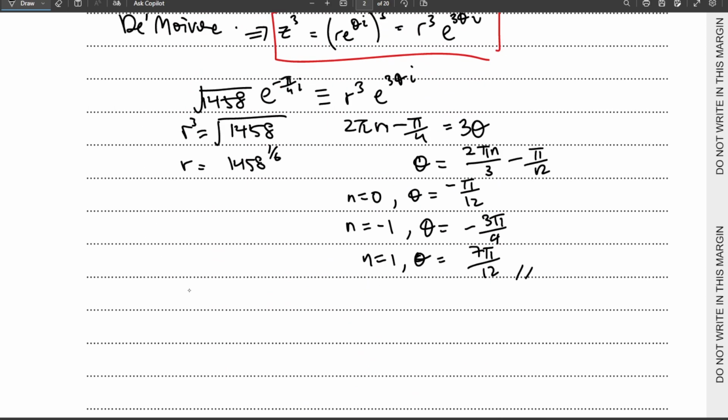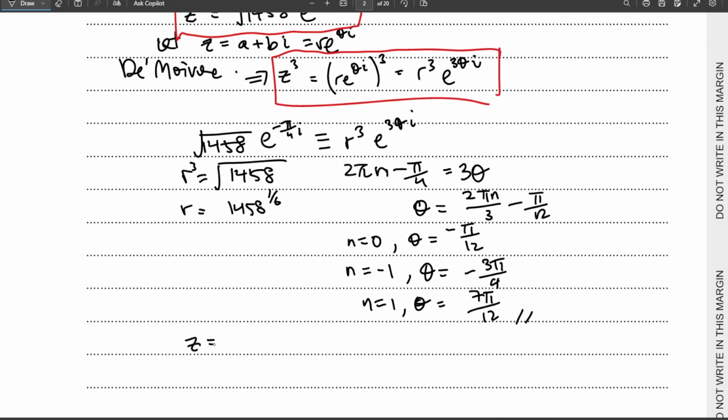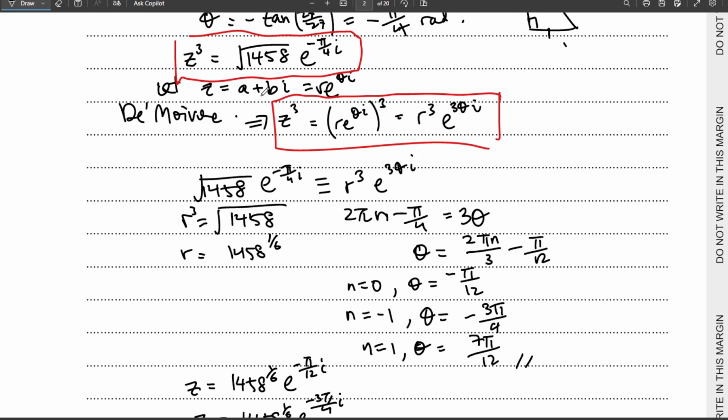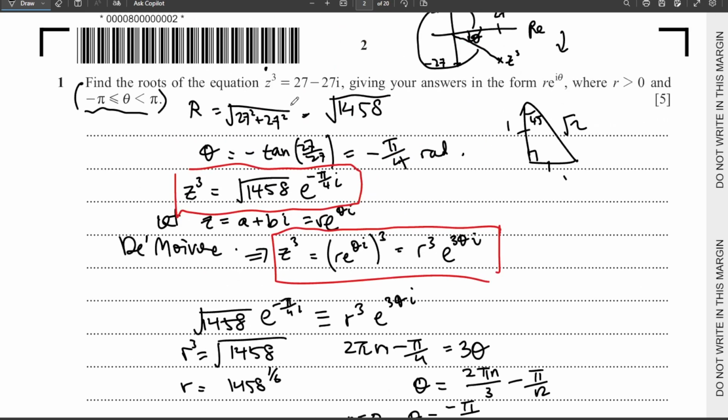So we have three z values. The first is 1458 to the power of 1 over 6 e to the power of negative pi over 12 i. The second has the same r value, but the theta is different, negative 3 pi over 4. And the last one is also 1458 to the power of 1 over 6, with 7 pi over 12. So there we have three answers for the roots of the cube complex number.